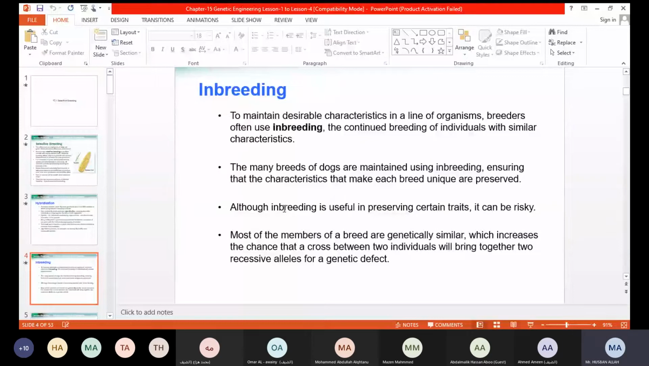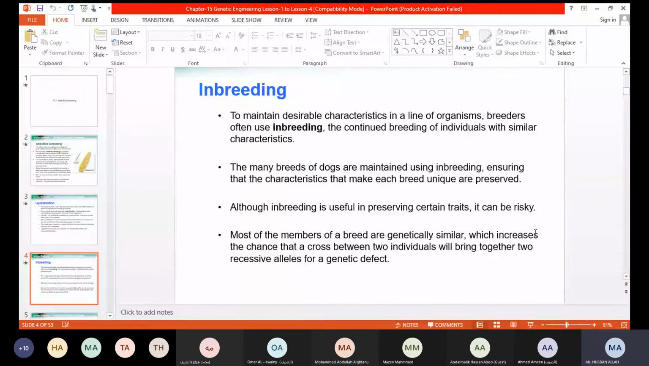Although inbreeding is useful in preserving certain traits, it is risky. As I told you at the start, it has some disadvantages. If you have one organism and you keep inbreeding it time after time, there will be chances of gene mutation, right? Most of the members of a breed are genetically similar. They will be similar, right?